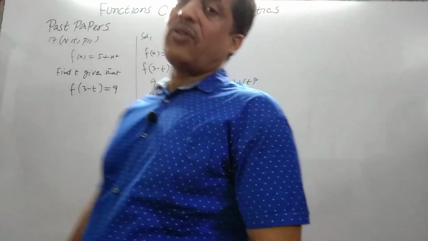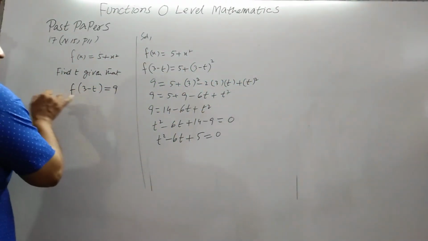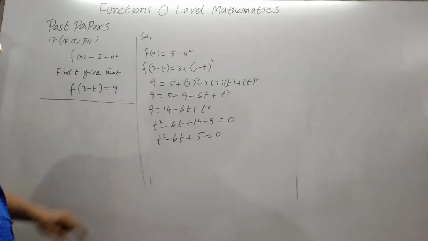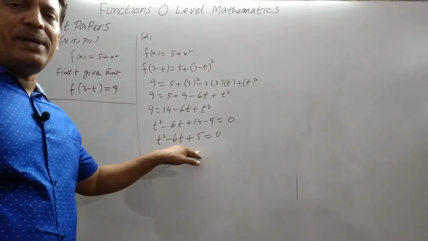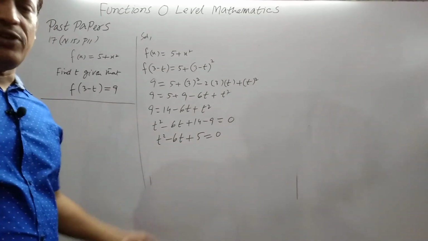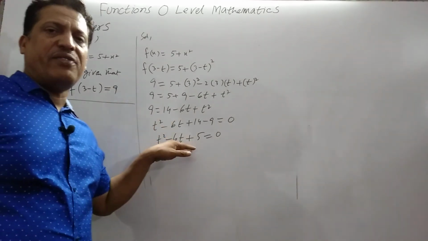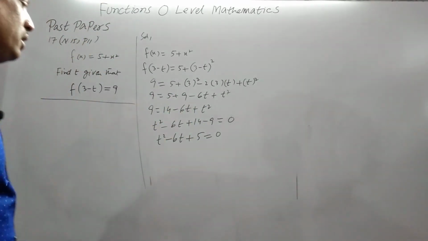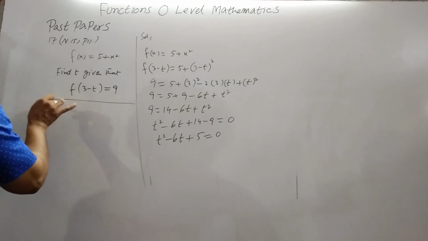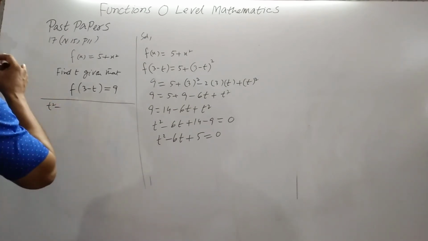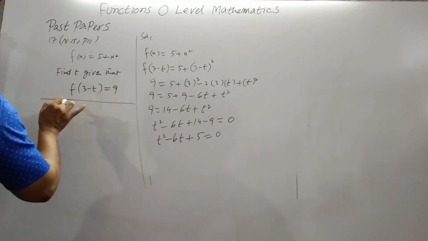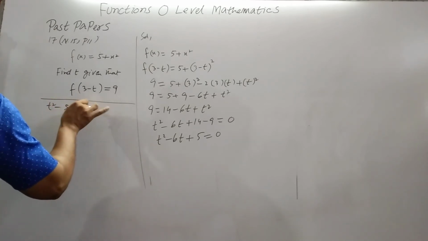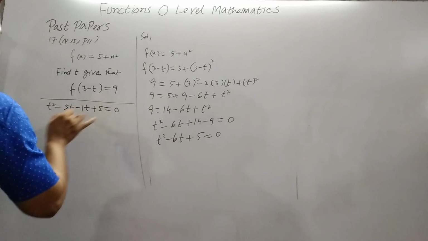Again, this is a quadratic equation and we have to solve it using any method. If you feel comfortable applying the quadratic formula, no problem, you can get full marks. But personally, I feel comfortable applying the method of factorization. Middle term break method. T square minus 5t minus 1t plus 5 equals 0.